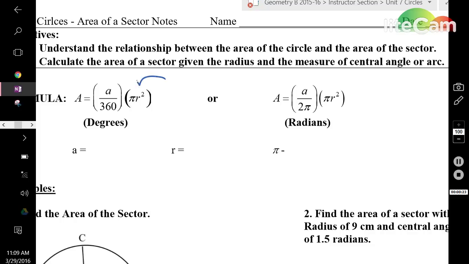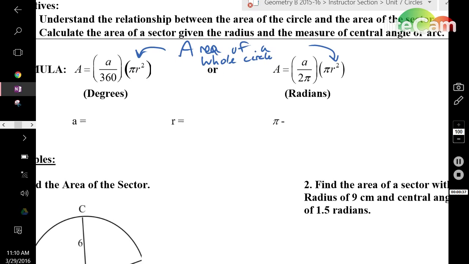Notice how the pi r squared here and here, that's just the area of a whole circle. And the fraction in front tells you how much of the circle you're talking about. So the area formula is within this area of a sector. A stands for the central angle. R should be radius.